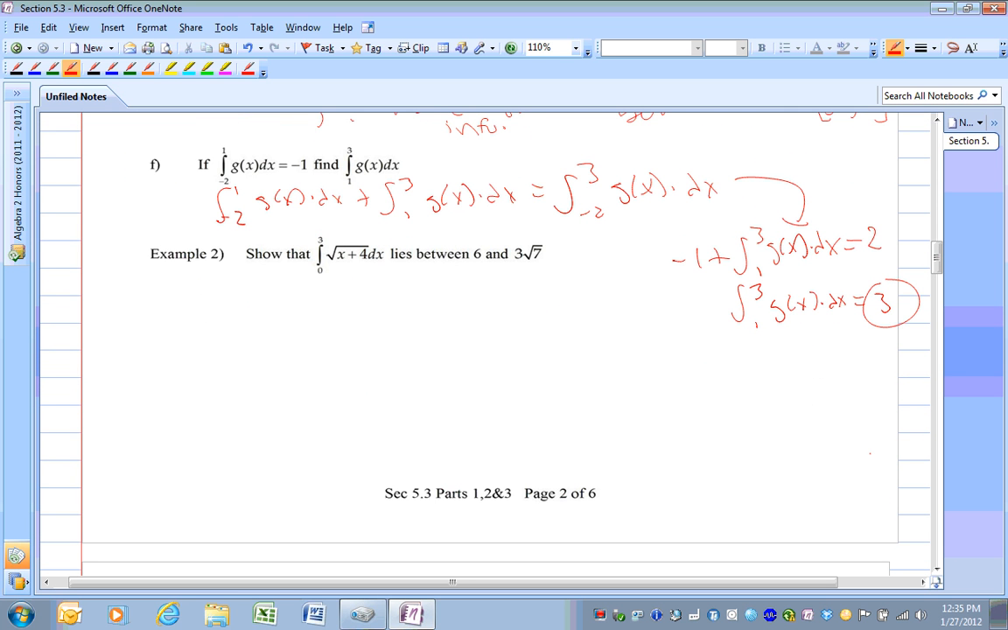Okay, last one. Then we can break to lunch. Alright, so let me do a rough sketch of this. Root x plus 4. Change colors. So we start here. The y-intercept has to be at 2. And when we're at 3, it's root 7, which is like 2 point something.